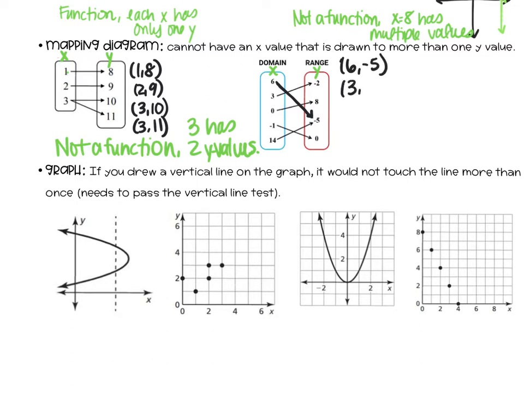So that 6 is the x, -5 is the y. The next one is 3, -2. 0, 8, -1, 0, and 14, -5.